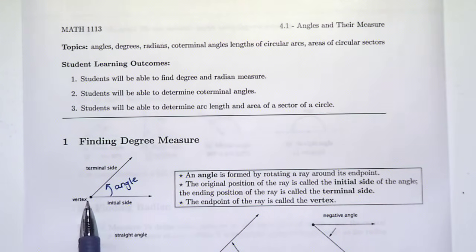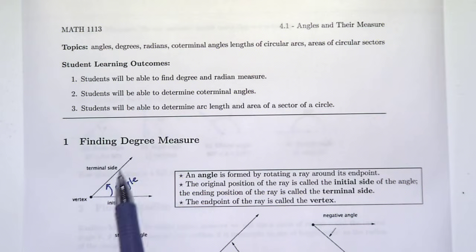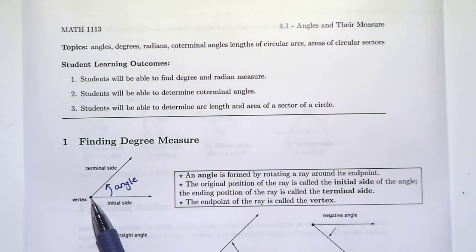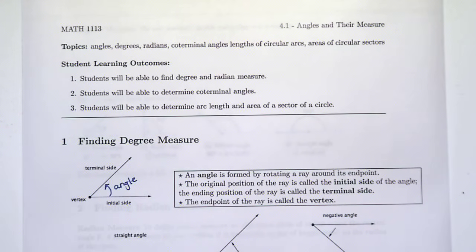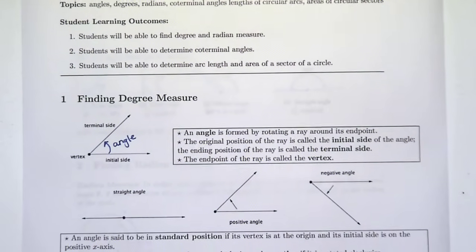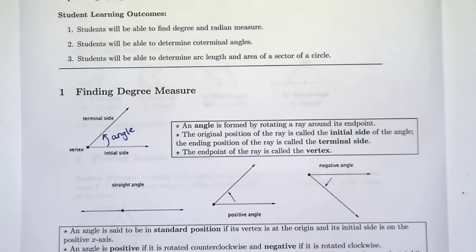So the starting point of our ray is called the initial side of our angle, and the ending point after we rotate it is called the terminal side of our angle. So we talk about initial and terminal side a lot. And then here, this is just called the vertex, the end point of the ray. Okay, so we will talk a lot about standard positions of an angle.